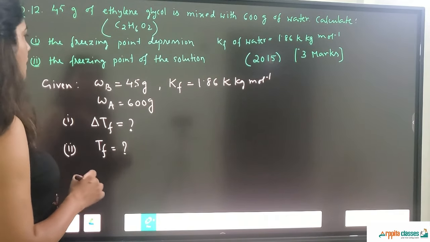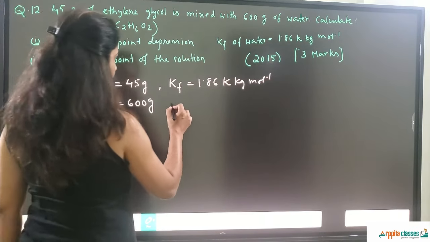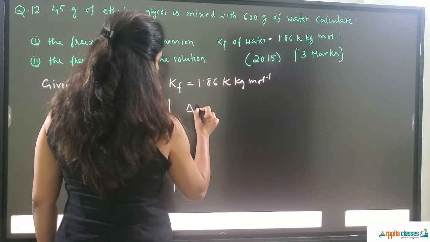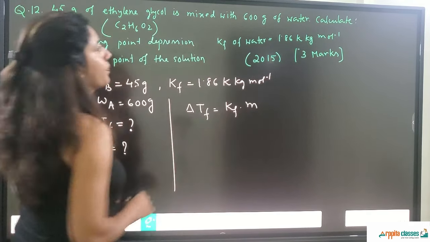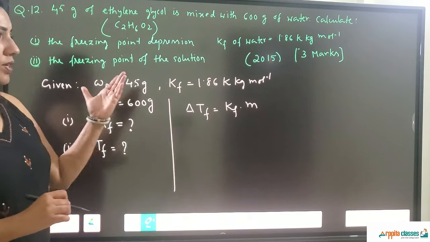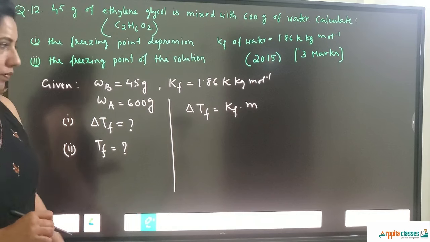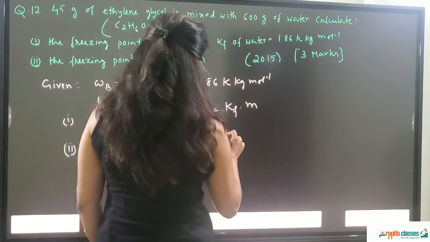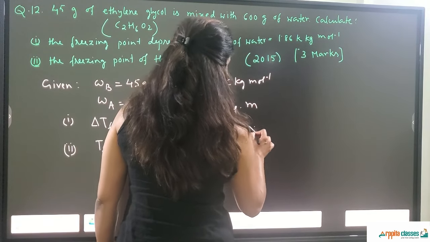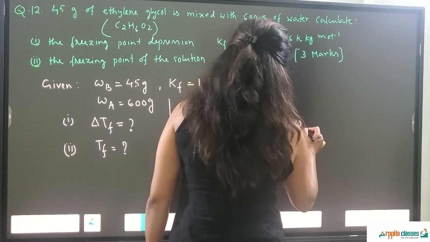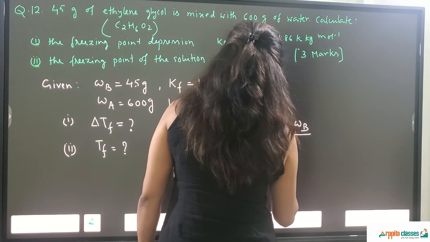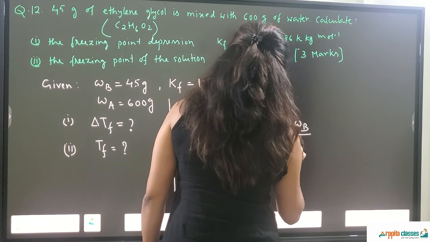Yeah, so that is it. So now we have delta Tf is equal to Kf into m. Ethylene glycol is not an electrolyte, so we'll write only Kf into m. Delta Tf we have to find out. Kf is 1.86. m will break down into 1000 into Wb divided by Wa into Mb.